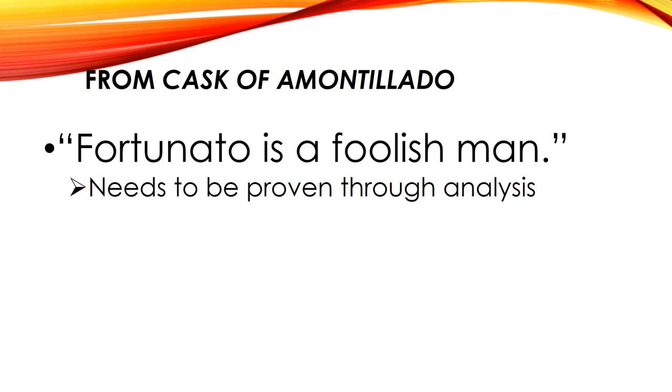Alright, in this short story, you have the character named Fortunato. And in your analysis, you would say, Fortunato is a foolish man. Alright, that's valid. However, you have to prove that through your analysis. What made you say that Fortunato in the story The Cask of Amontillado is a foolish man? So you have to go back to the text and examine or cite proofs.